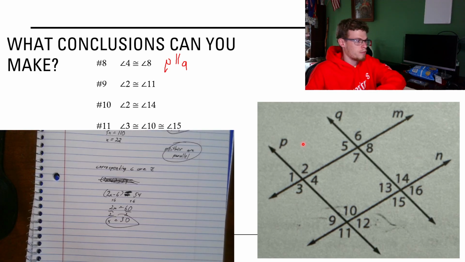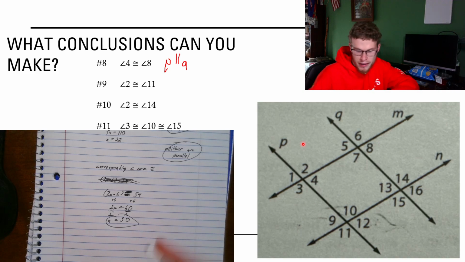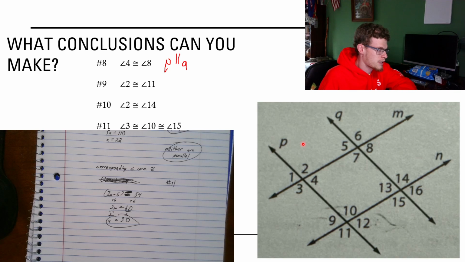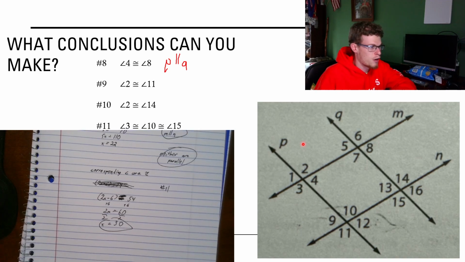Now number 11. Angle 3 is congruent to angle 10 is congruent to angle 15. So basically we have 3 angles that we can use here. If angle 3 is congruent to angle 11, that means we can conclude that M and N are parallel, since these are corresponding angles and they're all along the same transversal. M is parallel to N.